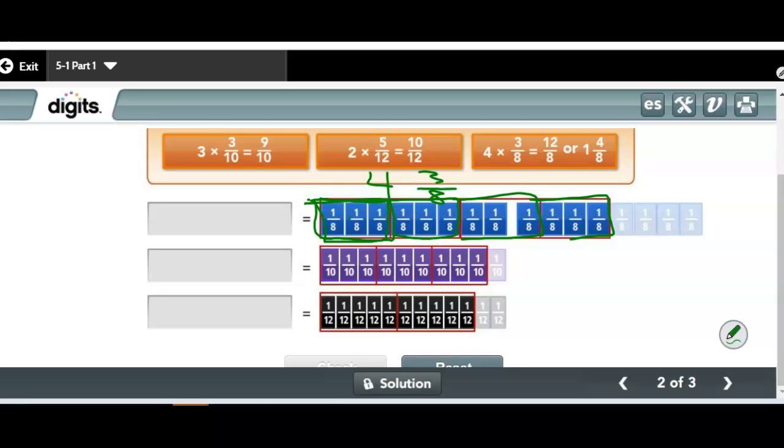Which one gives us 4 and 3 A's? Which one up here? A, B, or C? Jackson. C gives us 4 times 3 A's. It's 4 boxes of 3 A's. Right? The answer is how many of these are shaded in? 1, 2, 3, 4, 5, 6, 7, 8, 9, 10, 11, 12 A's. Right?